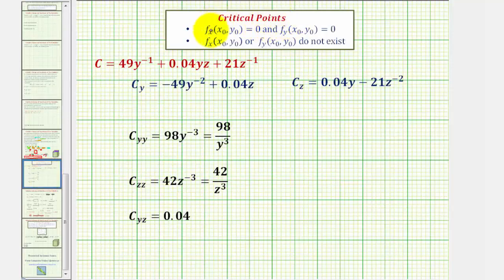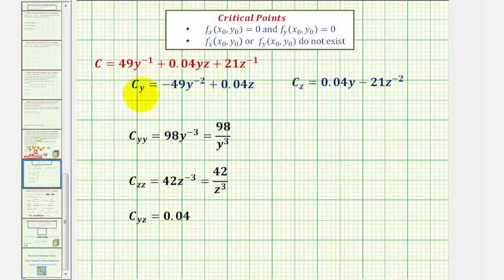Critical points are where the function is going to have max or min function values, and they occur where the first order partial derivatives are both equal to 0, or where either does not exist. Then once we find the critical points, we'll determine whether we have a max or a min value using our second order partial derivatives. So on this slide, we're finding both the first order and second order partial derivatives. We have to be a little careful here though, because our function is a function of y and z, not x and y like we're used to.